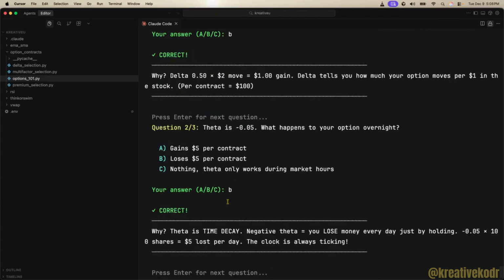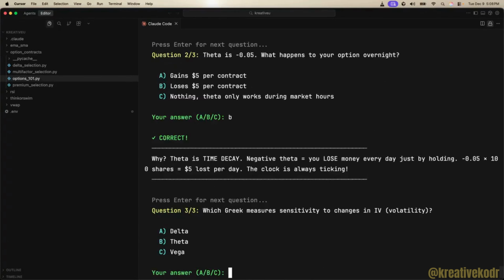Again, I'm noticing a lot of B's. Why? Theta is time decay. With negative theta, you lose money every day you're holding the position. So negative $5 times 100 shares, we're losing $5 per day. The clock is always ticking.